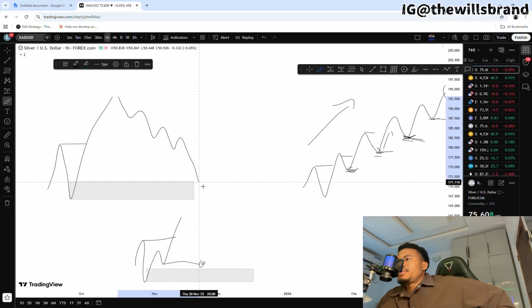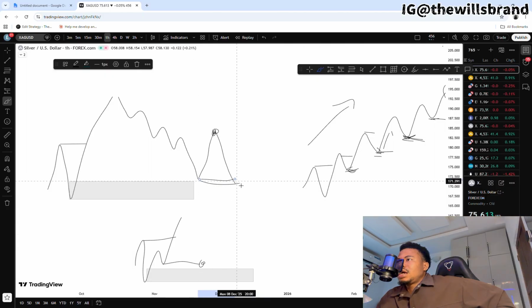It either taps into that POI and then buys, inducing traders that this is the real move. Then after moving for a short period of time, it comes back, taking out the stop loss orders of those traders and finally moving. You can see in this case, this inducement was not from here.